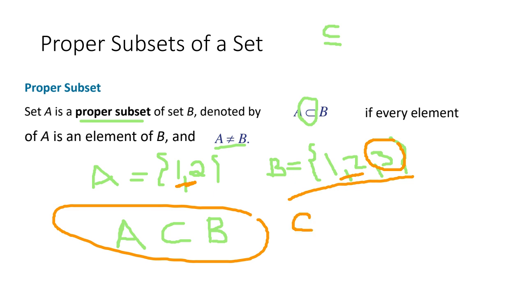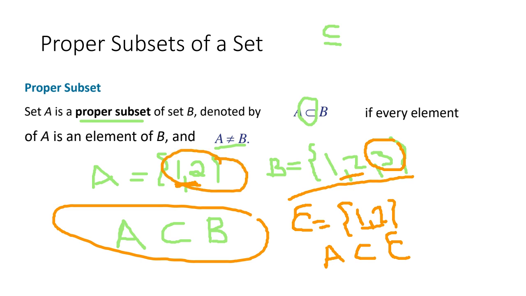If you had, let me just write one more here. Let's say E is 1 and 2. If I ask you if A is a proper subset of E, well, here the elements of A are inside of E, so that meets that criterion. But the problem here is that A and E are the same, and that cannot happen. So this would be false, okay?